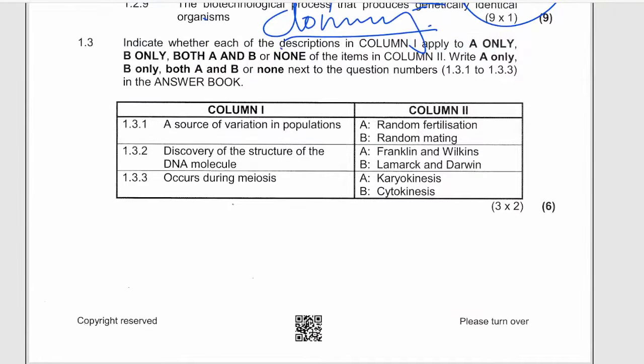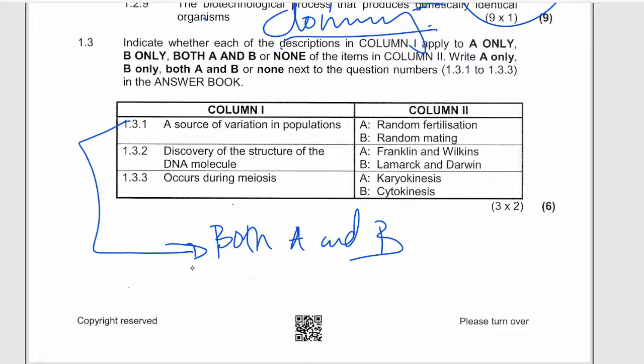All right, we go to the next question. The source of variation in a population. Random fertilization, random mating. Yes, this is both A and B. So the answer is A, both. Let me write. Don't ask me questions here. Now someone is going to say, what if I say A and B? I say the most correct answer is both A and B.